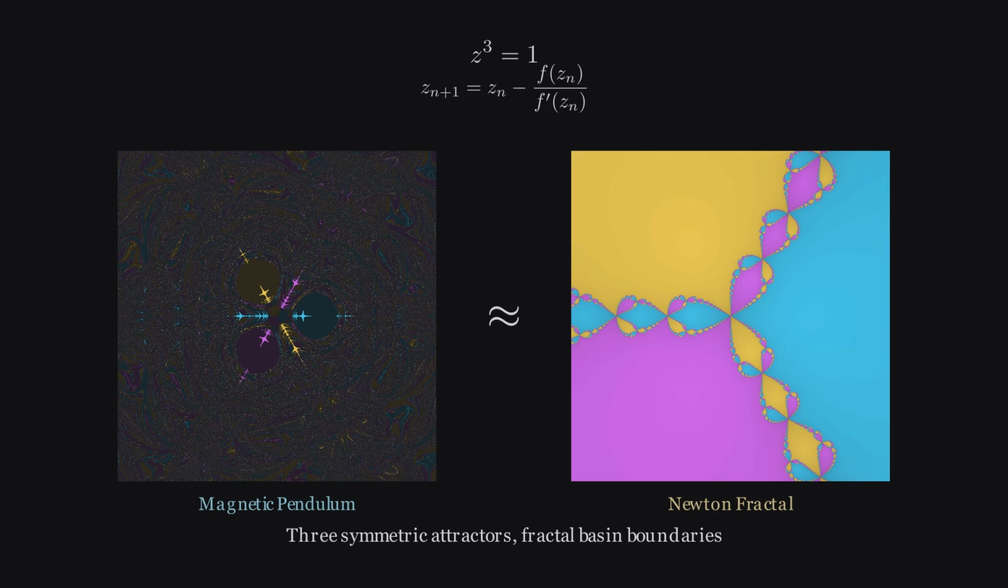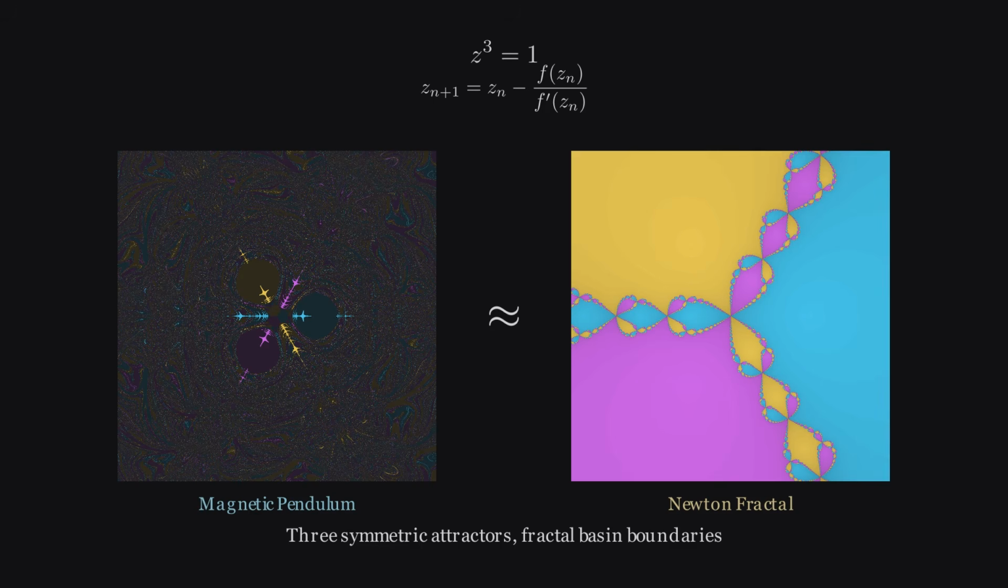Start with some initial guess z0, and iterate z_{n+1} equals z_n minus f of z_n divided by f prime of z_n. Each starting point converges to one of the three roots. Color each starting point by which root wins. The result is a fractal that looks almost identical to the magnetic pendulum fractal. Threefold symmetry, intertwined filaments, Wada boundaries. But this one is a Julia set with exact self-similarity, while the pendulum fractal has only statistical self-similarity.